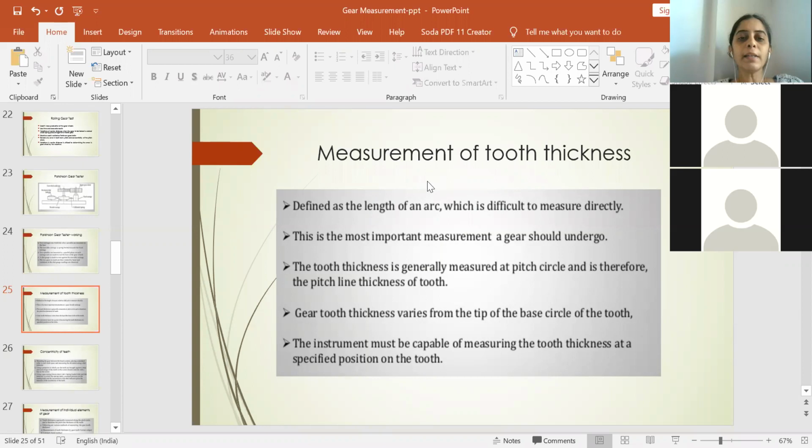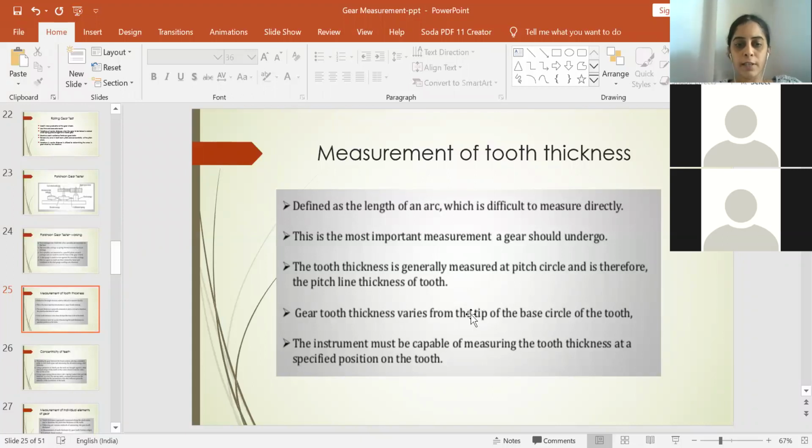So measuring the tooth thickness is a very important goal. How has it been measured? Tooth thickness is generally measured at the pitch circle, and therefore it is always the pitch line thickness of the tooth. So it is also called the pitch line thickness of the tooth, or just the tooth thickness. And this gear tooth thickness varies from the tip to the base circle of the tooth.